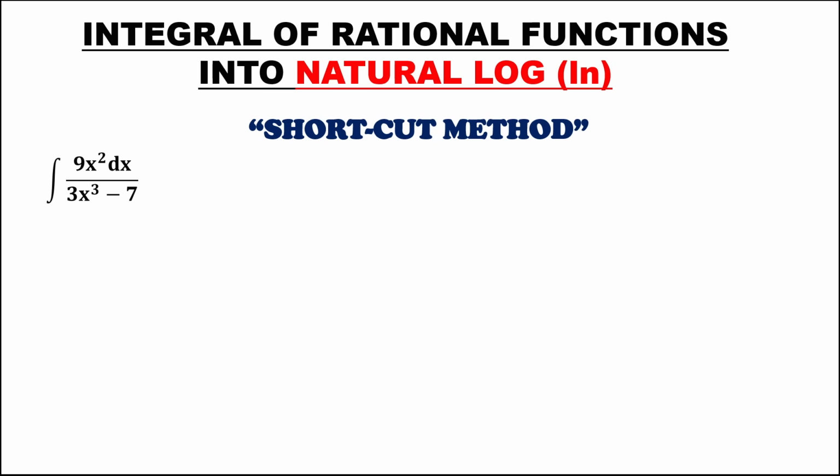Then for this given, put this constant outside. Now take note that if the denominator contains x to the power 3, then the numerator must have x to the power 2. So again, put this constant outside and over the derivative of 3x to the power 3. So 3 times 3, this one is 9.